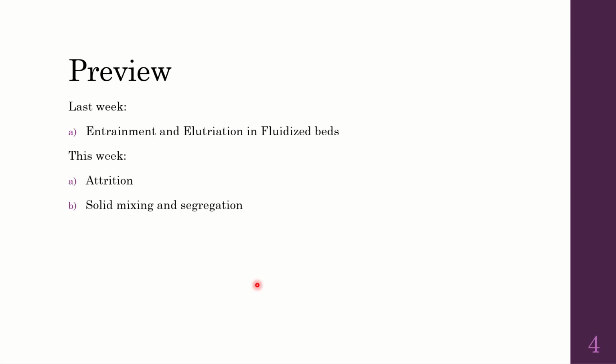So what we saw last week was about entrainment and elutriation in fluidized beds. As we discussed a few minutes back, what is entrainment? Entrainment is nothing but carryover of solids once the fluid velocity exceeds the terminal settling velocity of the particles. If the particle segregation is happening based on a certain size range, it is known as elutriation. In addition to that, what else did we see in last week's class?